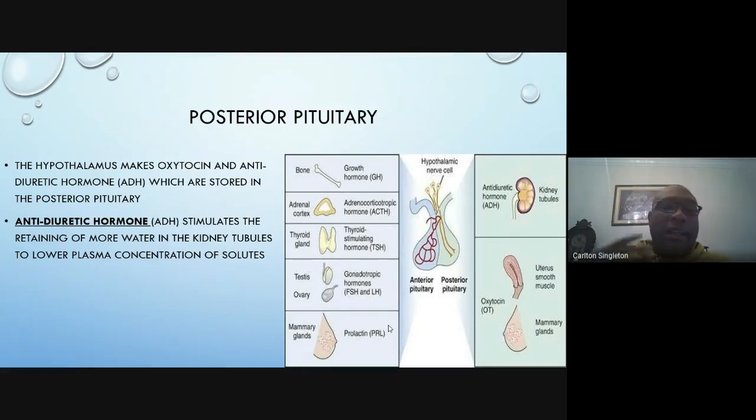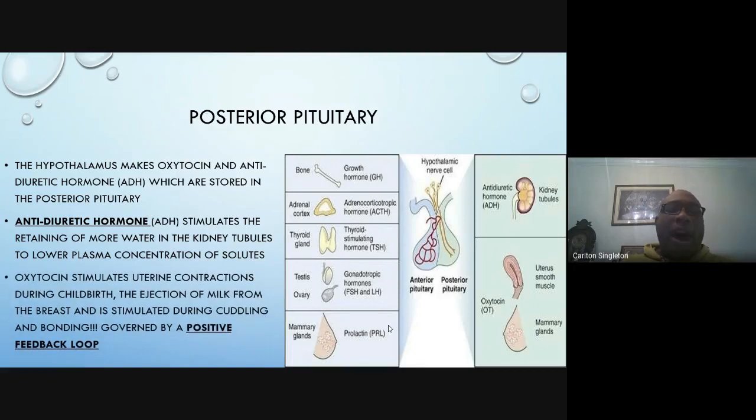Okay, and what the antidiuretic hormone does is it goes to the kidney tubules and causes reabsorption of water. We just reabsorb water like crazy. We just keep reabsorbing water. Okay, and that's going to lower the concentration. So if you have more water, you can dissolve more solutes. So that's going to decrease the concentration of sodium and potassium and other solutes that are in the blood.